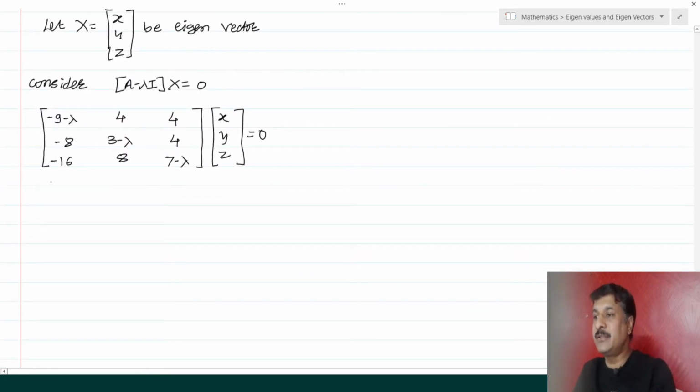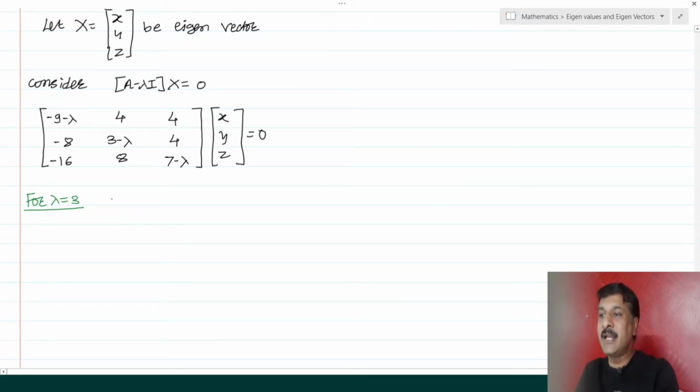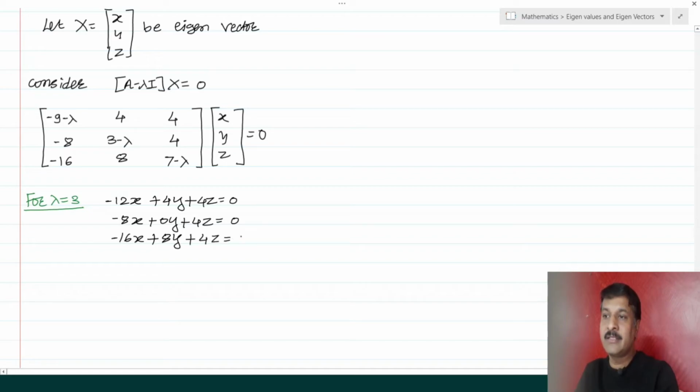So, first eigenvalue, that is 3, which is non-repeated. By routine method, for lambda equal to 3, you substitute there and you will get 3 equations. So, how? Minus 3 minus 9, it is minus 12x plus 4y plus 4z equal to 0, minus 8x, 3 minus 3, it is 0y plus 4z equal to 0, and minus 16x plus 8y, and 7 minus 3, it is 4z, and that is equal to 0.